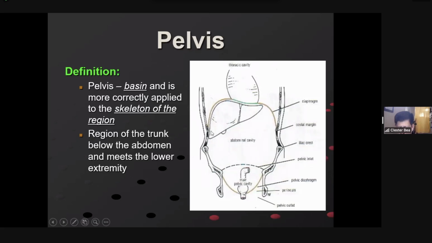Now the pelvis is the region of the body that's located between the trunk and the lower extremity. So between trunk and lower extremity, that's where we find the pelvis. And the bony pelvis is likened to a basin, a container of water. You will look at the shape of it. It would be similar to it.